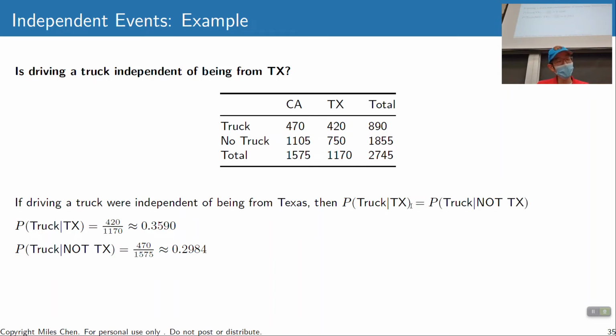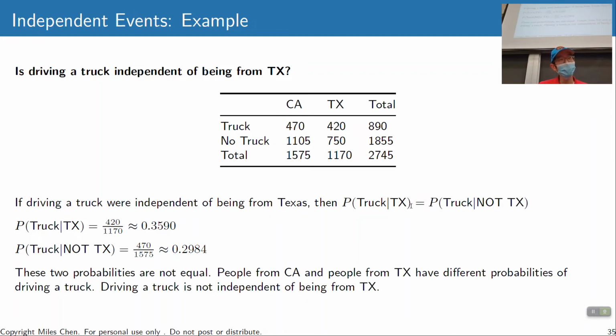The probability of driving a truck given from Texas is 36% versus the probability of driving a truck given not from Texas is only 30%. They're not the same. Therefore, this indicates that where somebody is from plays a role in the probability that they drive a truck. So therefore, they are not independent. These two probabilities are not equal. Driving a truck is not independent of being from Texas. Okay. Does that make sense?